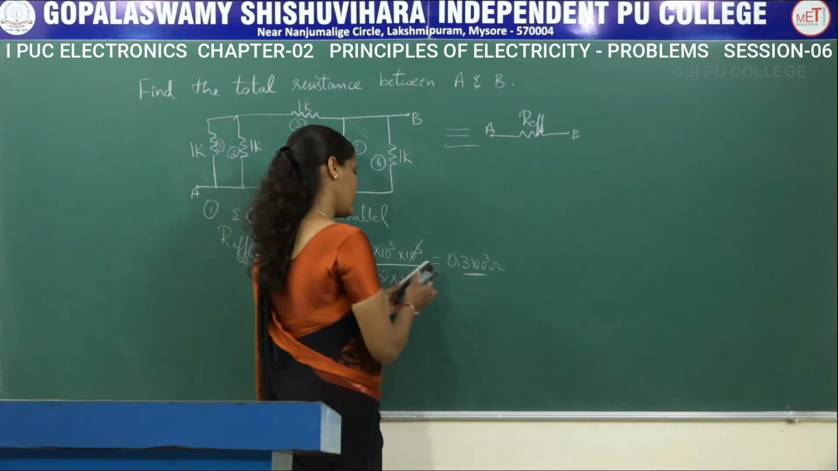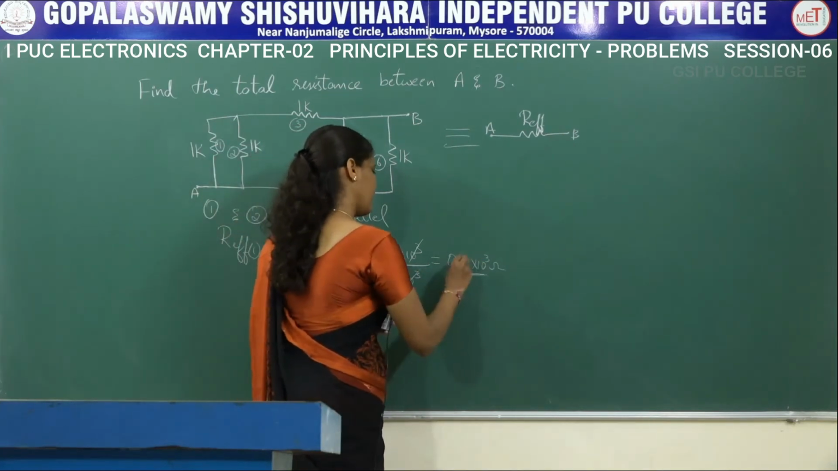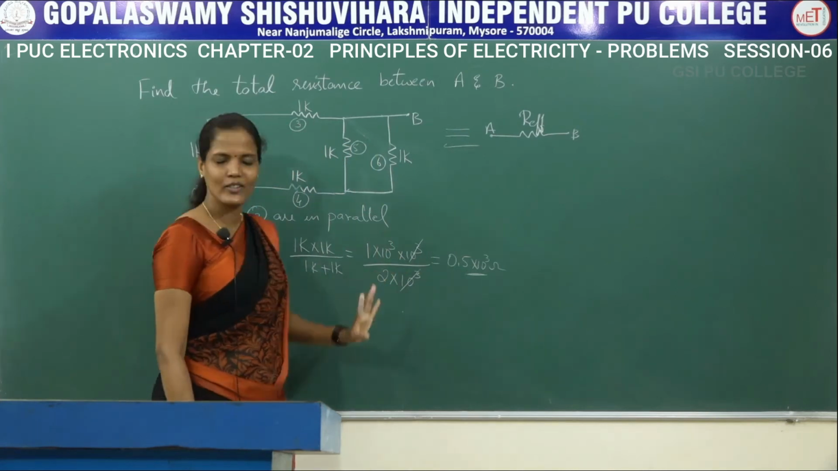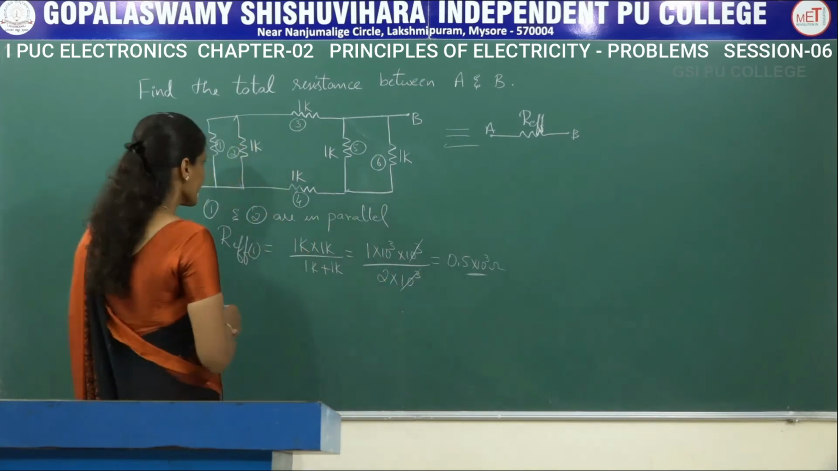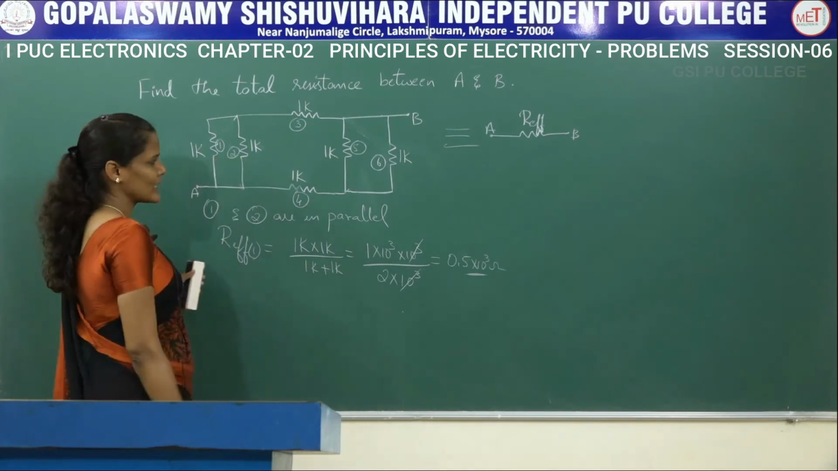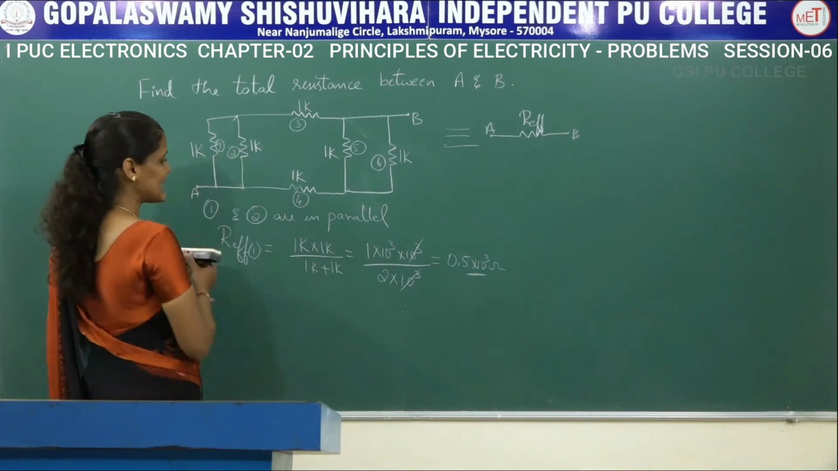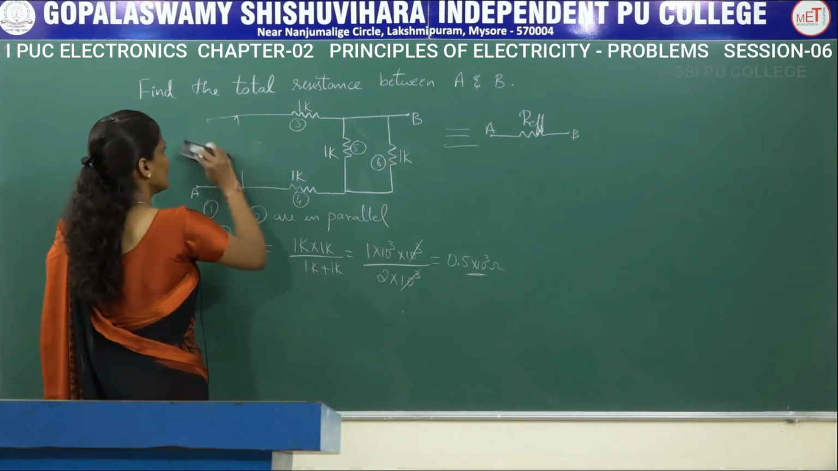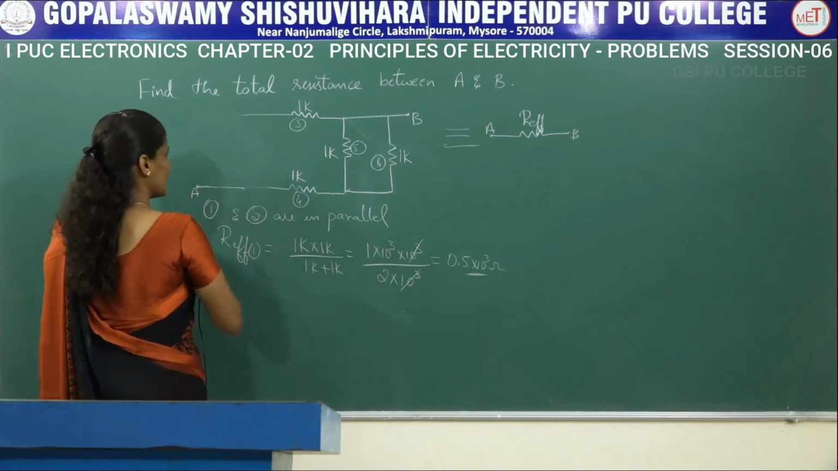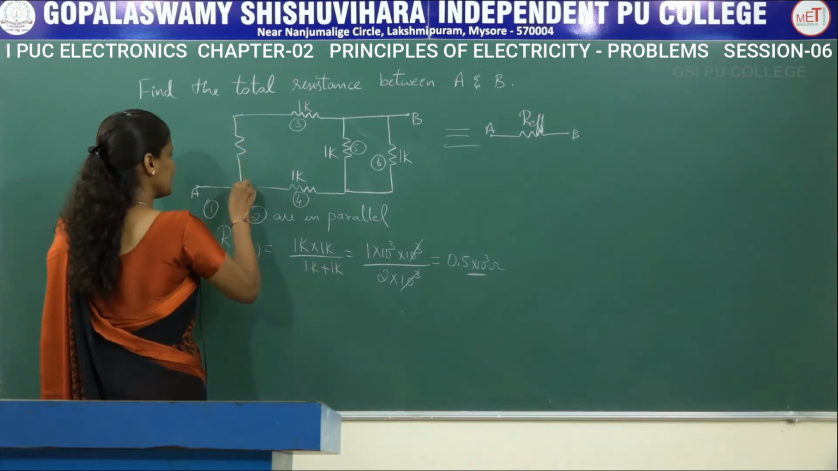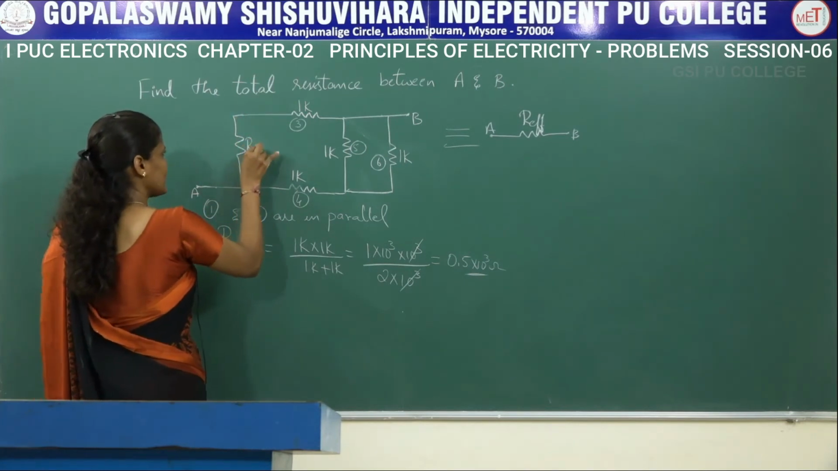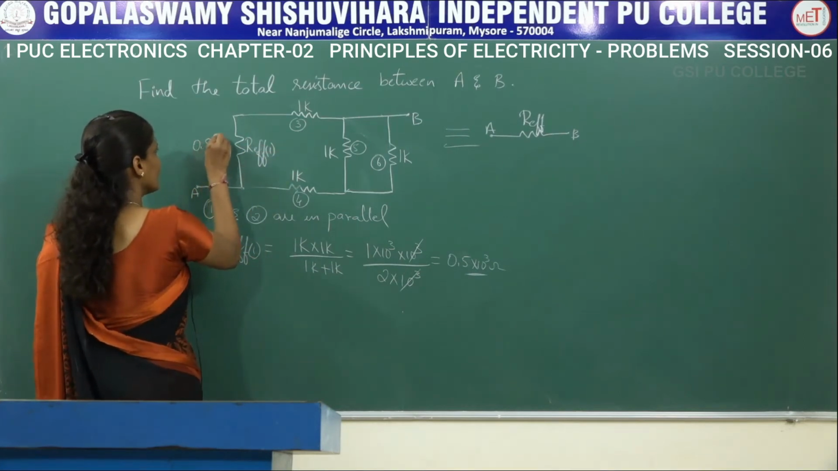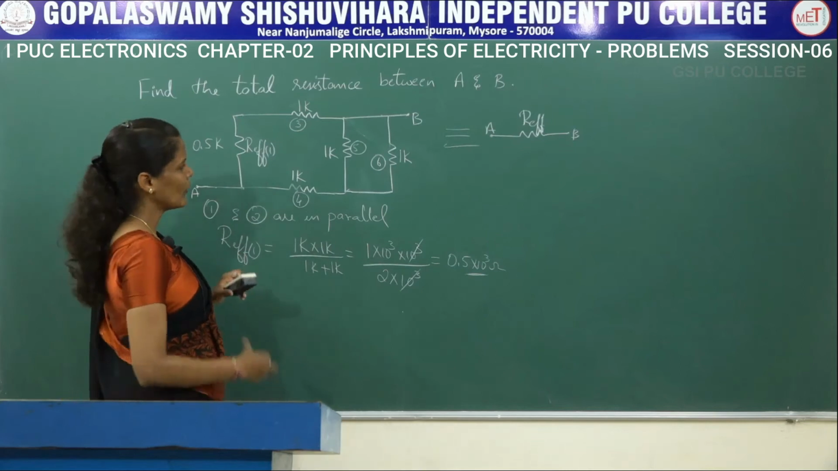Sorry, 0.5 into 10 to the power of 3 ohms. 1 divided by 2 is equal to 0.5 into 10 power 3. So, in place of these two resistors, I am going to write a single resistor whose value is equal to 0.5 kilo ohm. So I delete these two resistors and write a single resistor. Let me call that R effective 1 and that value is equal to 0.5 kilo ohm.